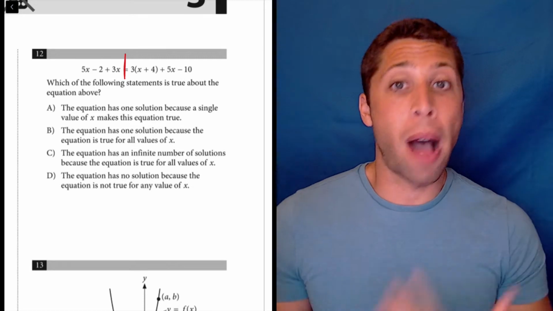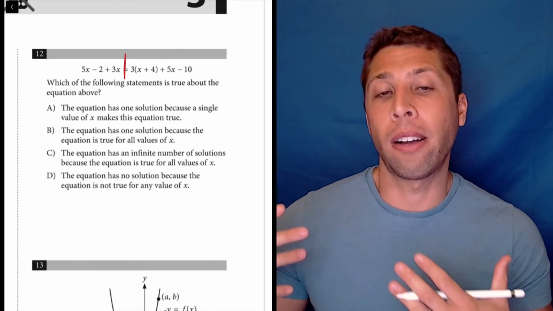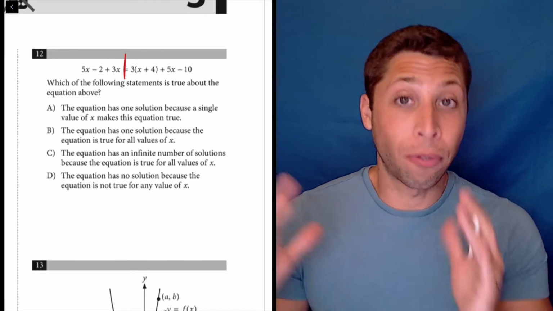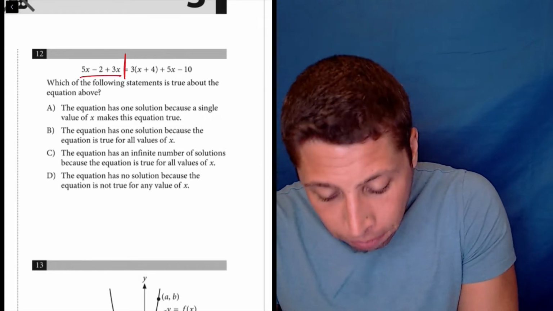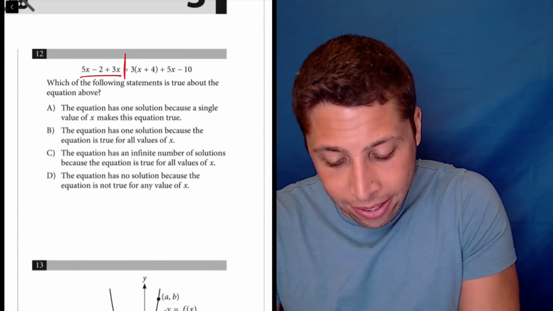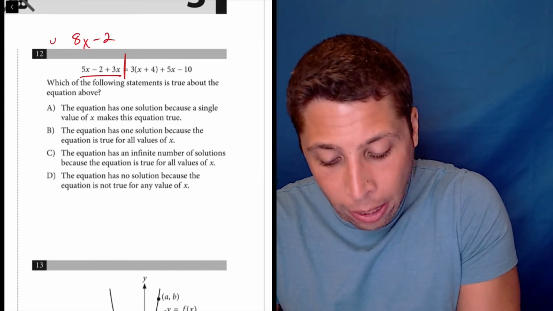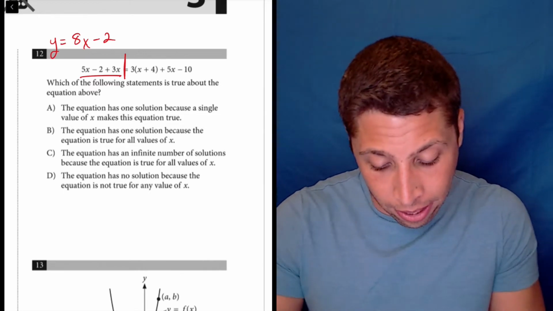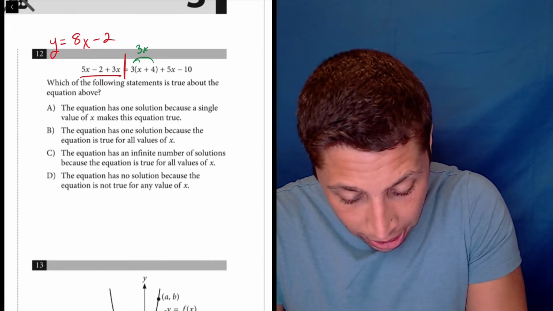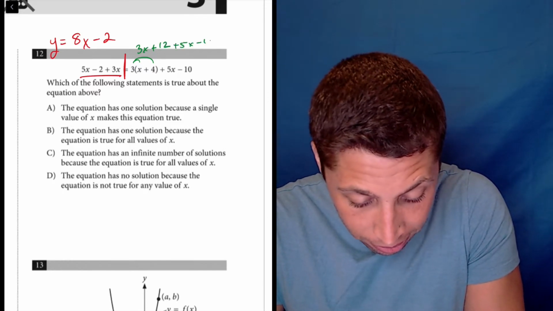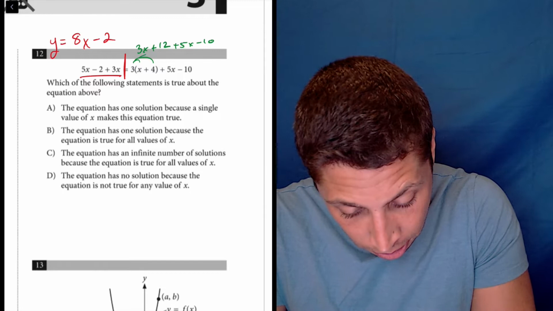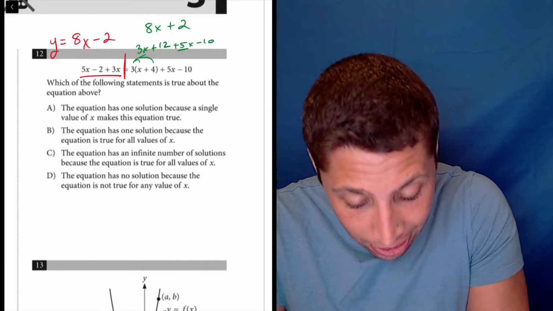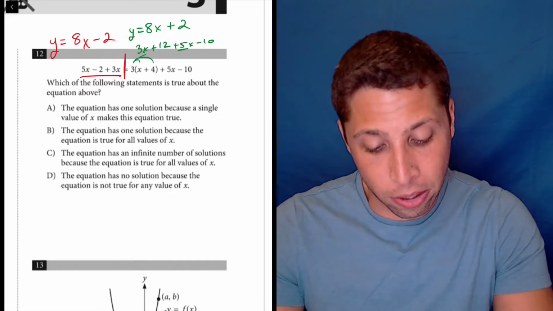And so it's easier for my brain to think of the solutions of linear equations, linear systems, as having to do with a graph. So for me, it's easier to just be like, okay, let's simplify the left side. That's 5x plus 3x is 8x minus 2. And I can put a little y equals in front of that to really see it in y equals mx plus b form. On the right side, I'd distribute this out. That's 3x plus 12 plus 5x minus 10. So combine like terms. 3x and 5x is 8x. 12 minus 10 is plus 2. So this is y equals 8x plus 2.